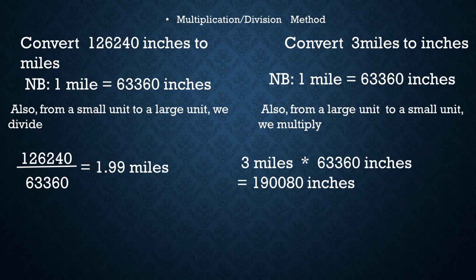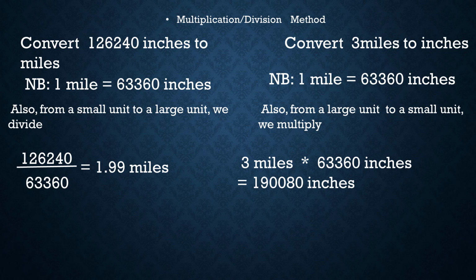The next thing that was listed was to remember the unit conversion rate. So that 1 mile is equal to 63,360 inches. And we also once again said that from a small unit to a large unit, we have to divide. In this case, we are converting from inches to miles, which is from a smaller unit to a larger unit. So we are going to divide.